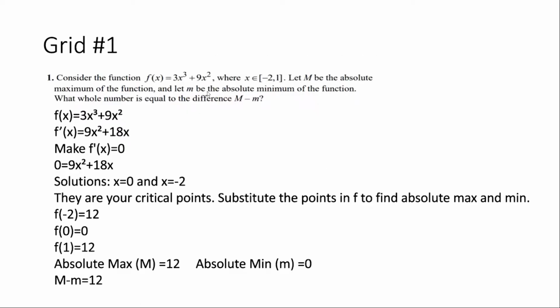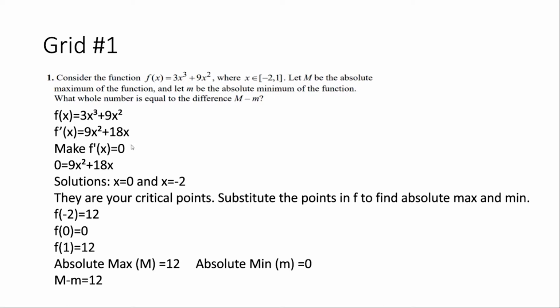So here we have grid number 1. We're given f of x equals 3x cubed plus 9x squared, and x belongs to the closed interval minus 1 to 2. So they're asking for absolute maximum minus absolute minimum. Once you have these type of questions, you derive the equation. So f prime of x gives 9x squared plus 18x.